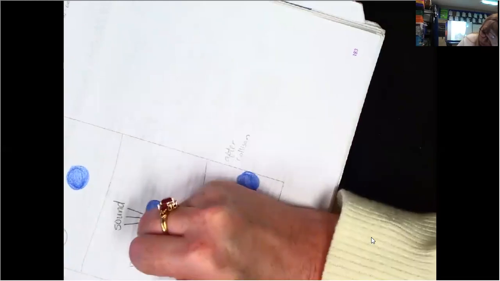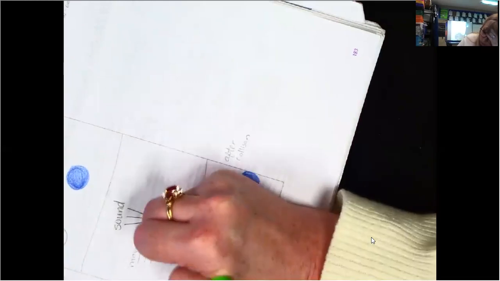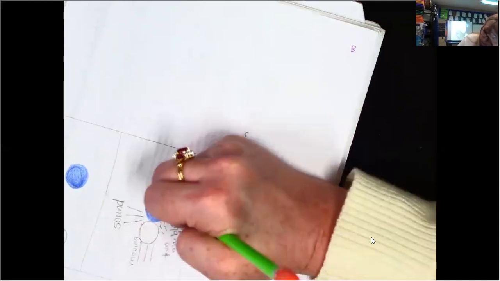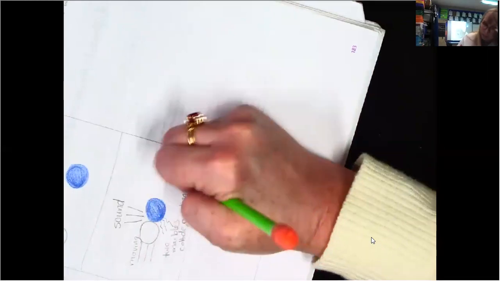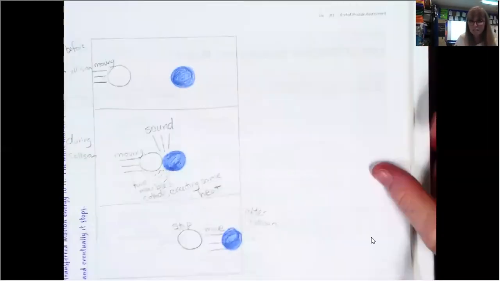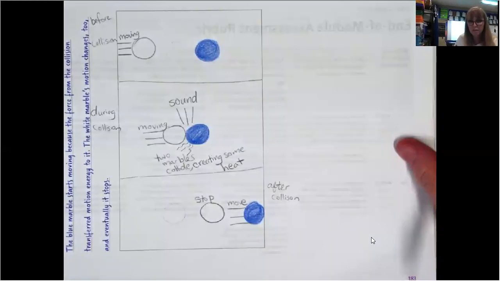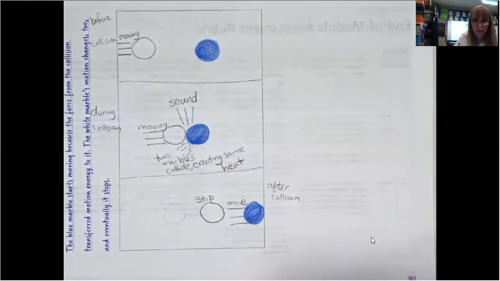Two marbles collide, creating some heat. Now, obviously, they're not going to create a lot of heat. There it goes. But we talked about a wreck, like a car wreck, that creates a good bit of heat.